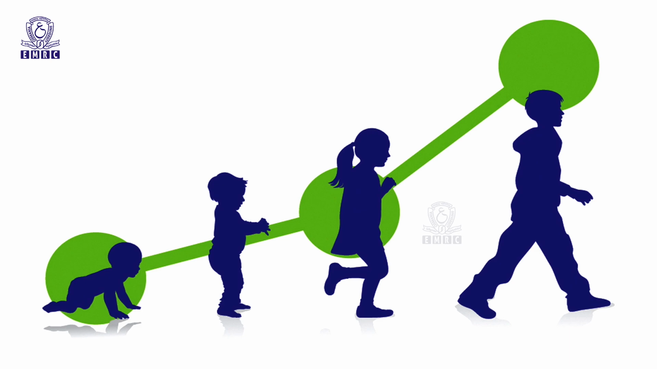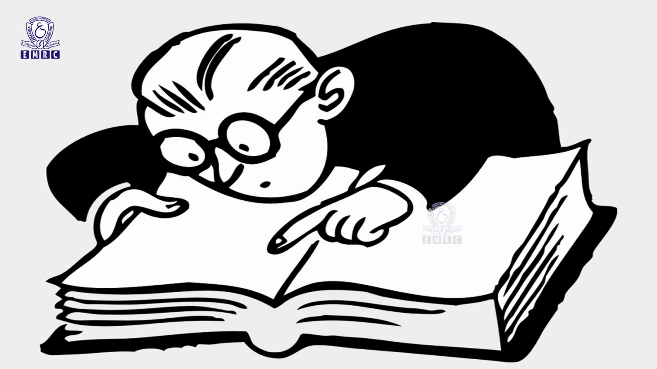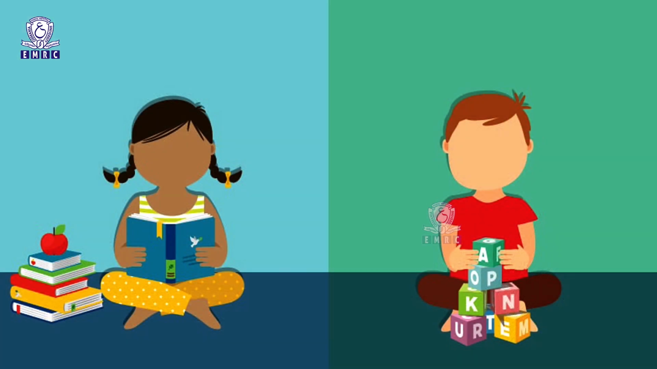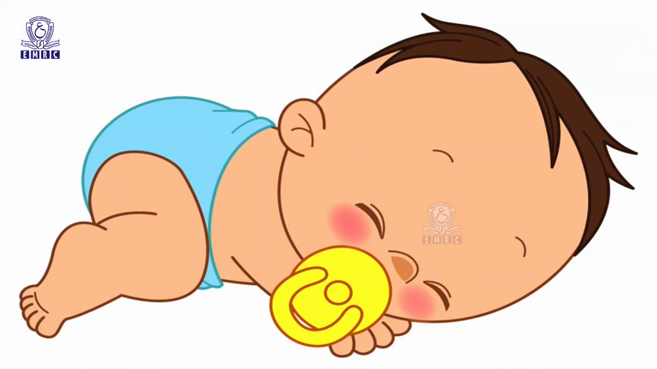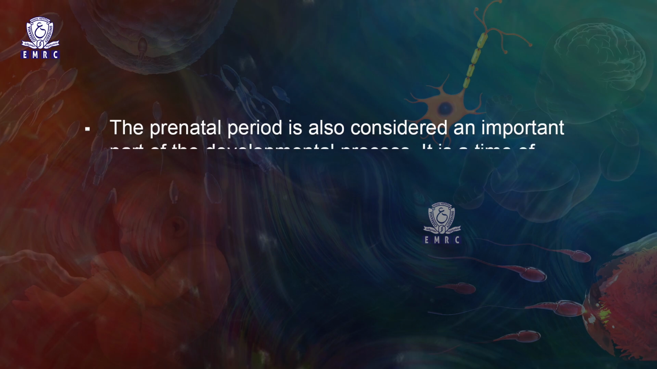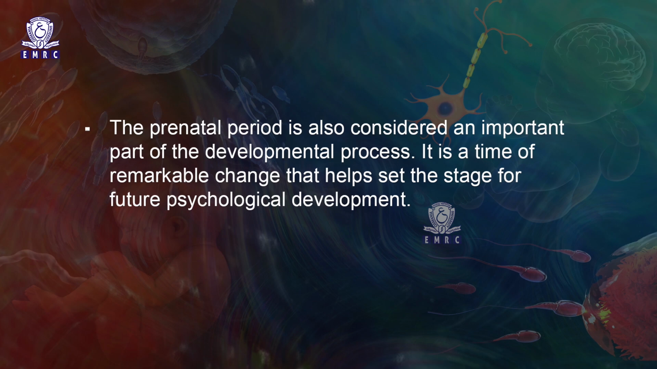Interest in the field of child development finally began to emerge in the early 20th century, but it tended to focus on abnormal behavior. Eventually, researchers became increasingly interested in other topics, including typical child development as well as the influences on development. An understanding of child development is essential, allowing us to understand that child development begins during infancy. The prenatal period is also considered an important part of the developmental process. It is a time of remarkable change that helps set the stage for future psychological development.